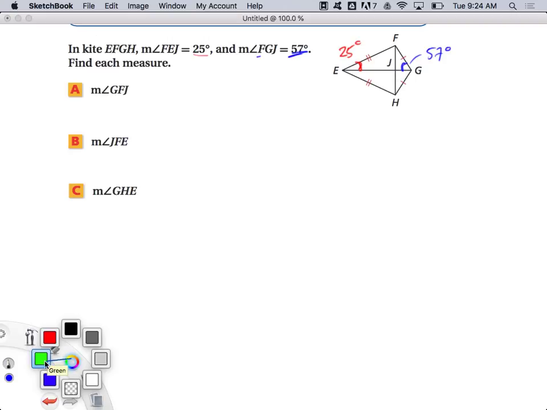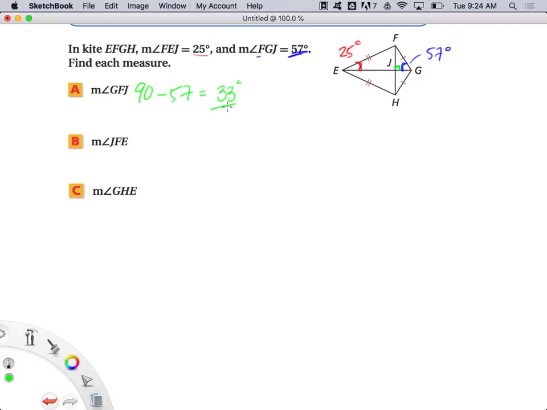Well, okay, you know this one here is 90. That means this one and this one have to add up to 90. So it's 90 minus 57 equals 33 degrees. So this one here is 33 degrees.